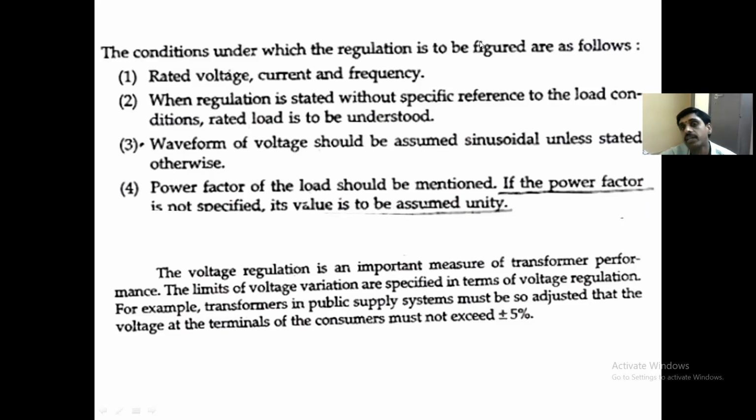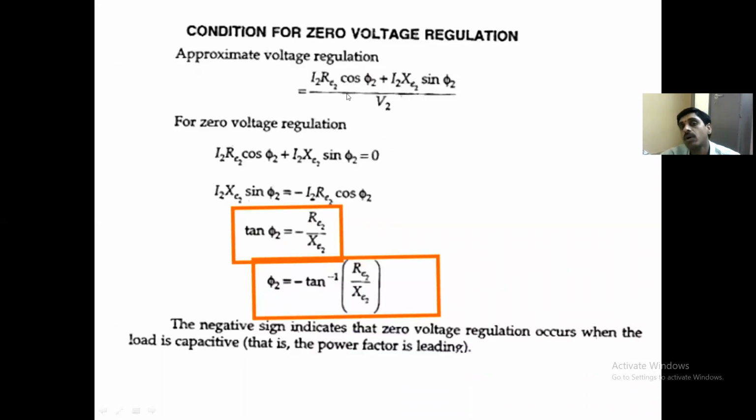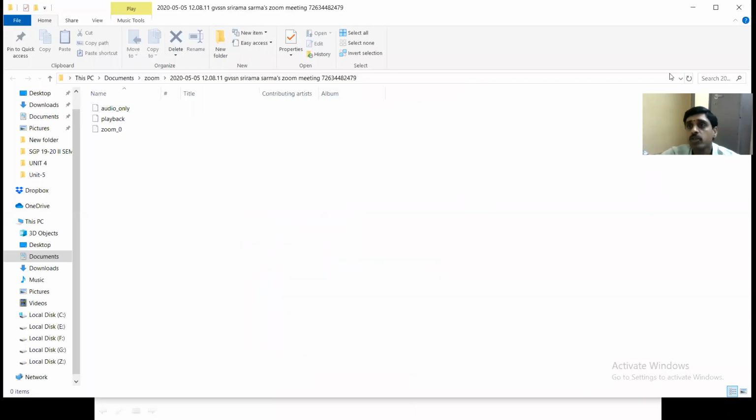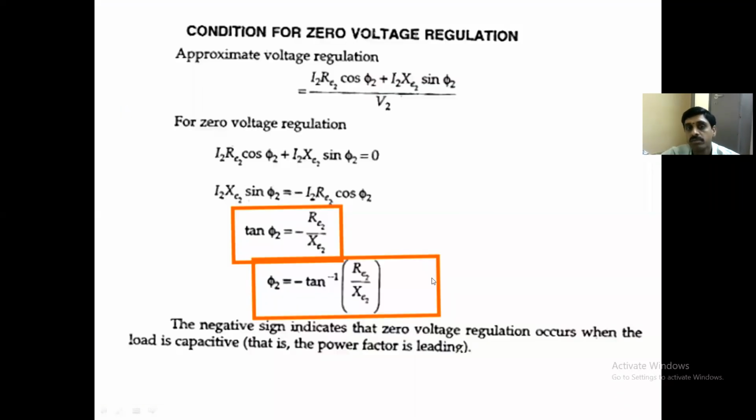So, the condition for zero regulation. We can take (I2 R02 cos phi2 plus I2 X02 sin phi2) by V2. For zero voltage regulation, the numerator must be equal to 0. That means I2 X02 sin phi2 equals minus I2 R02 cos phi2, so tan phi2 equals minus R02 by X02. The negative sign indicates zero voltage regulation occurs when the load is capacitive. That is very important. So phi negative means what? It means a leading power factor. So this is the condition for zero voltage regulation.